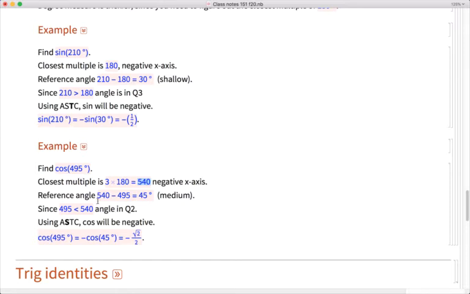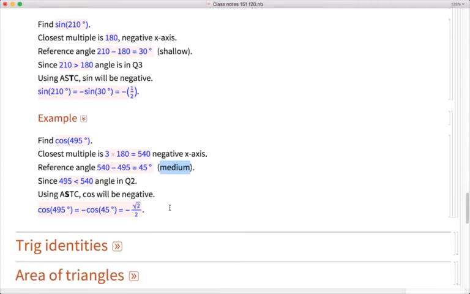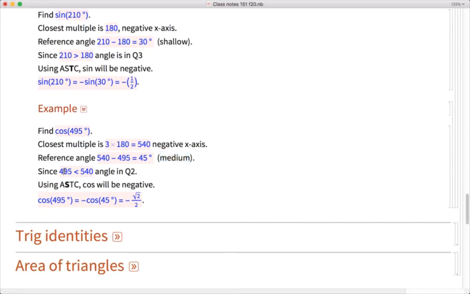2 times 180 is 360, and that's not quite as close, but it takes a little more work. Because this is an odd multiple of 180, this is the negative x-axis. We've gone all the way around 360 and another 180. That's 540. So we do the subtraction, and our reference angle turns out to be 45, the medium steepness.